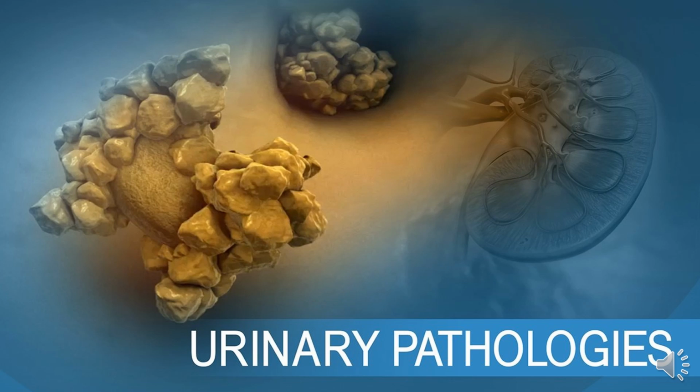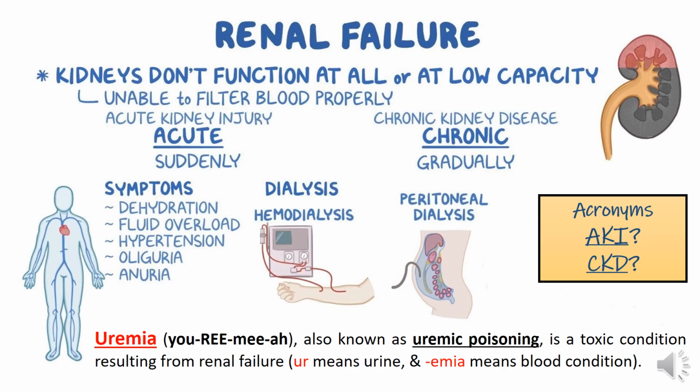Let's talk now about urinary system pathologies. The most important to deal with and to understand is renal failure, or kidney failure. When the kidneys don't function at all or function at a low capacity, they are unable to filter blood properly. There are two types: either acute renal failure or chronic renal failure.